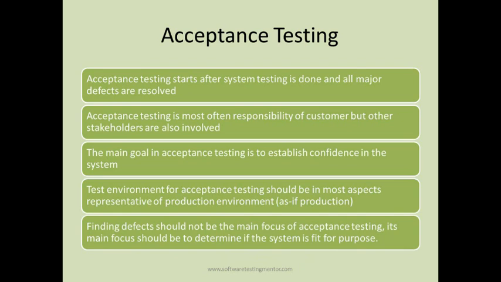Finding defects should not be the main focus of acceptance testing. In system testing, finding defects was the main focus, but in acceptance testing it should not be. The main focus should be to determine if the system is fit for purpose, if the system does what it should do, if it is fit for the users that would be using that system, and if it is fulfilling the user requirements or not. That should be the main focus of acceptance testing.